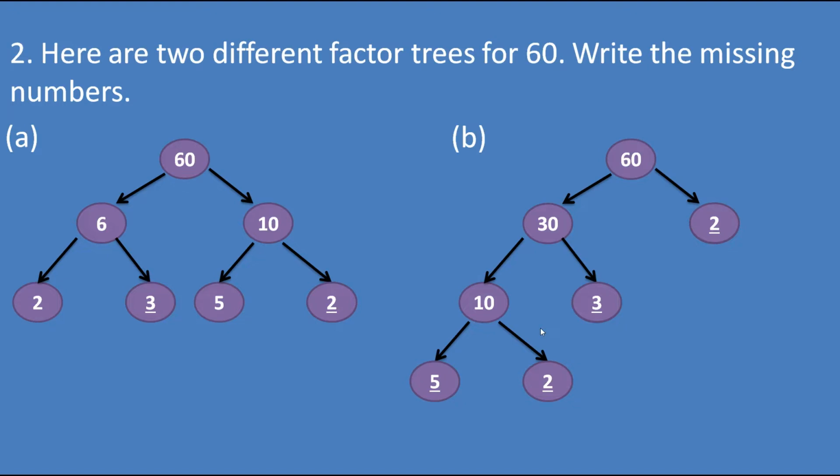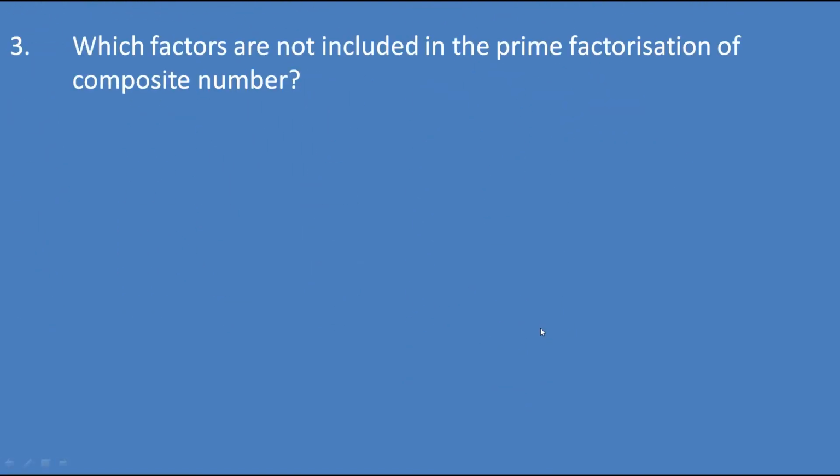Now let's move to the third question. It is the third question. Which factors are not included in the prime factorization of a composite number? Yeah, it's easy. See here, whenever we write the prime factorization, we won't use the number 1 and that number itself, right? So, the answer for this question is 1 and the number itself.